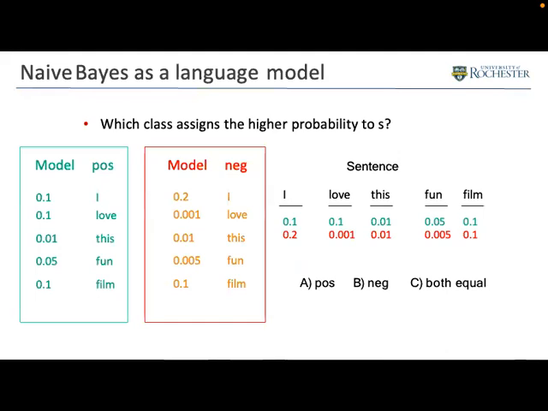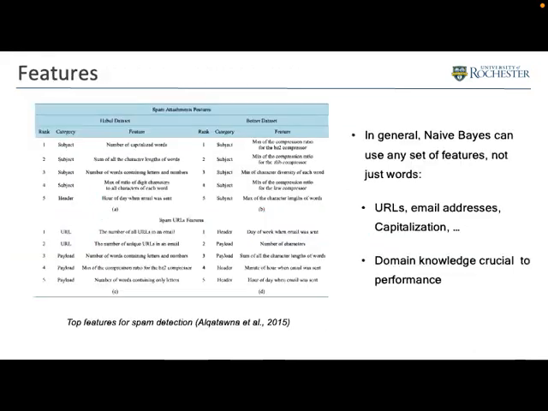So that is naive Bayes, and we can use naive Bayes as a language model. We can assign the class. We can use the model to define the probability for it to be positive or negative. For each sentence, we can get a value to decide the probability for it to be positive, negative, or both equal. It's just an example here.